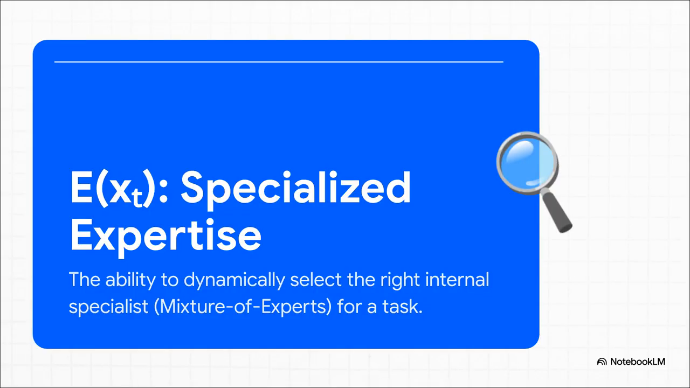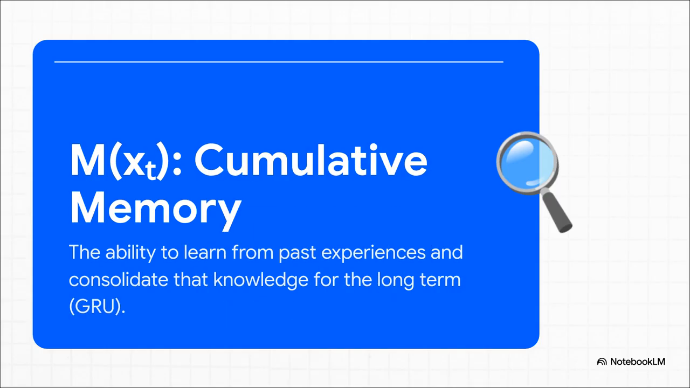First up, we've got E, and that stands for expertise. The best way to think about this is like having a team of different specialists inside the system. When a new problem comes along, this E component dynamically picks the right expert or even a combo of experts for that specific job. It's all about using the right tool at the right time. Next up is M for memory.